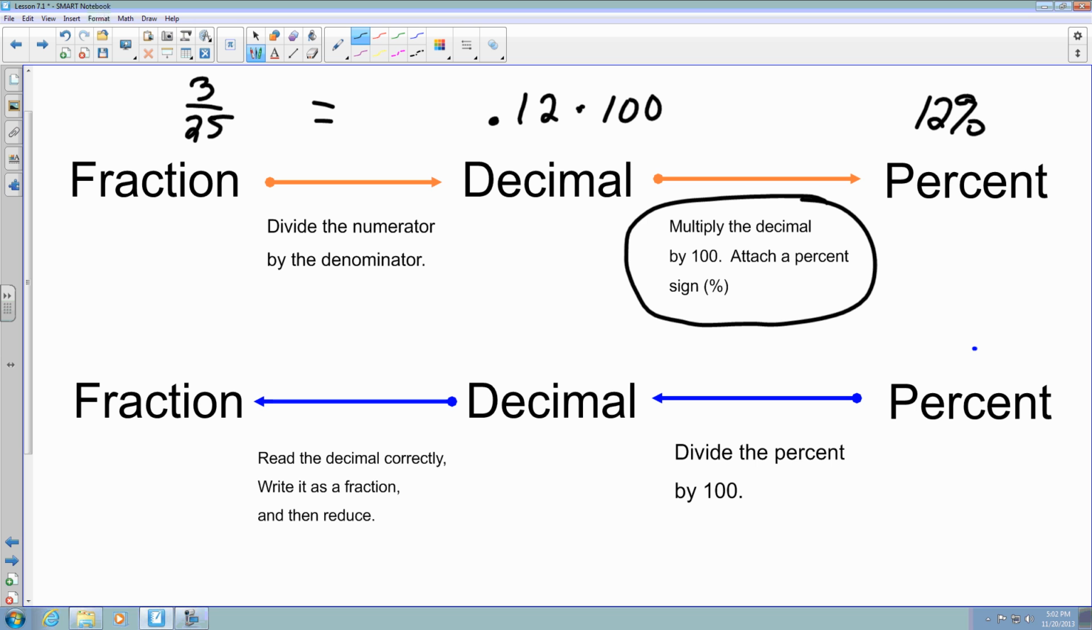So again, say if I had something like 23% in my problem, all I'd have to do is take 23 divided by 100, and that would equal 0.23. Okay.